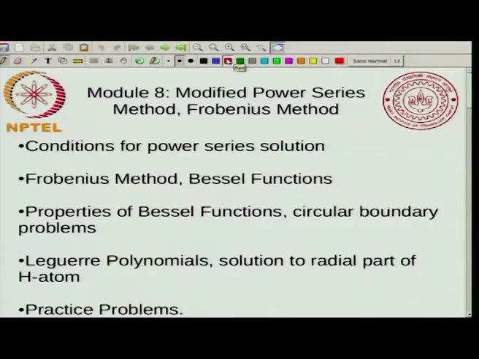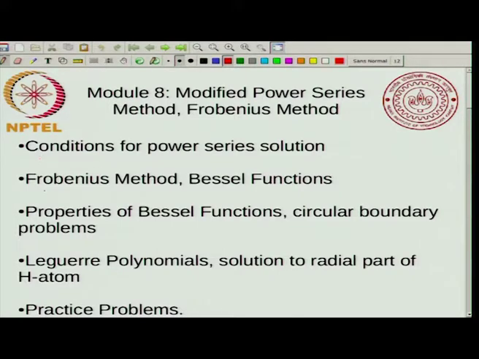We now start module 8, which is the last week of this course and the last module of this course. And in this week, we will be talking about the modified power series method and the Frobenius method. So, in each of the lectures, in the first lecture, we will look at the conditions for a power series solution, the mathematical conditions under which a differential equation can be solved using the power series method.